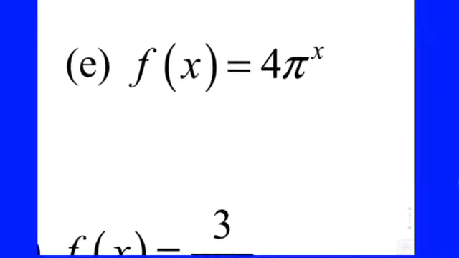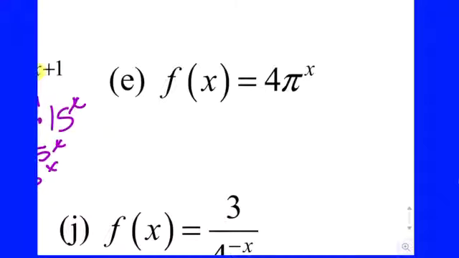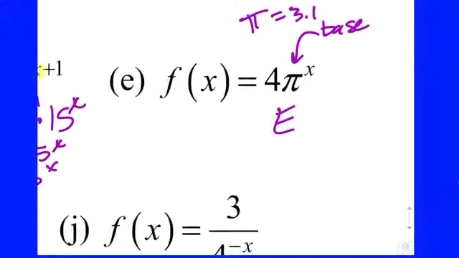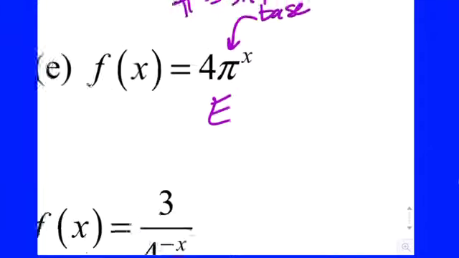What about this fellow? Yup, he is. The base is what? Pi, yeah. And I took it for granted that people would know what pi is, but it is 3.14. You should know what pi is. Pi is 3.14. So this is growth or decay? That's growth. It's growth, right.